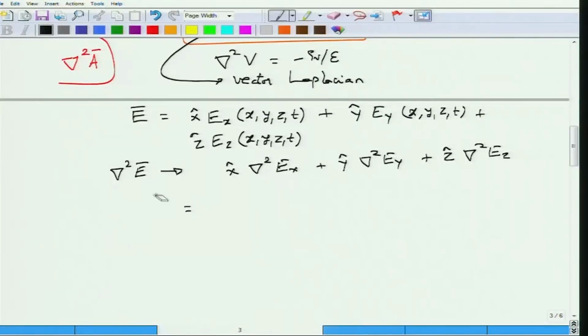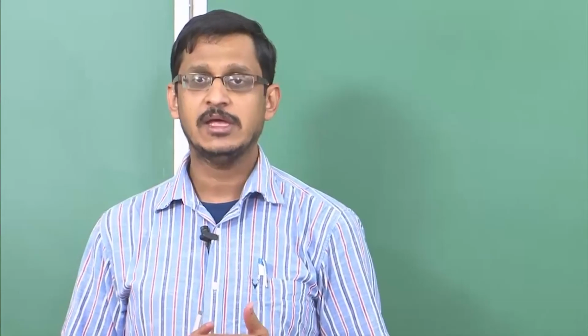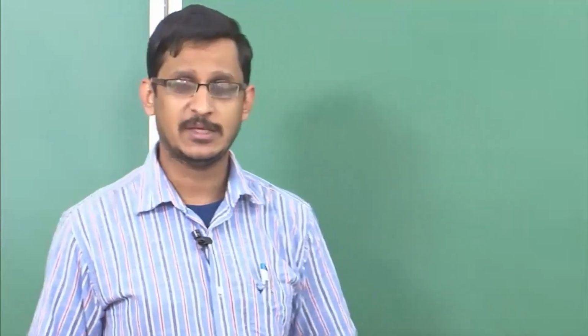Just to emphasize that this is not a simple matter, you have del square of Ex itself giving you del square Ex by del x square plus del square Ex by del y square plus del square Ex by del z square. So in general, you have three components of electric field, and all these three components could be functions of x, y, z and t. What you actually have is a very, very complicated equation in your hand.